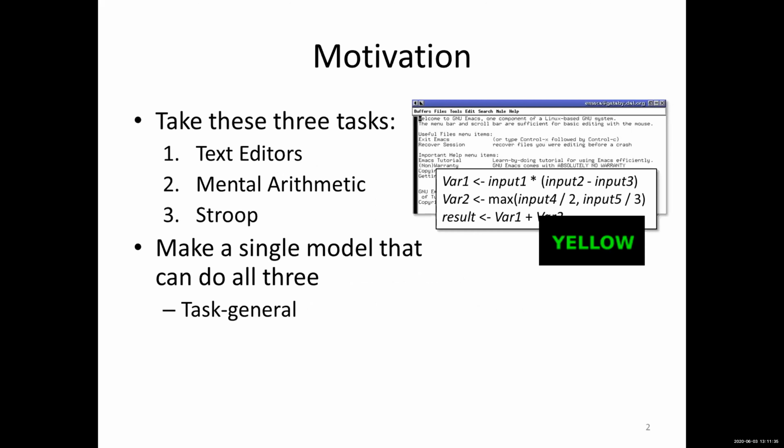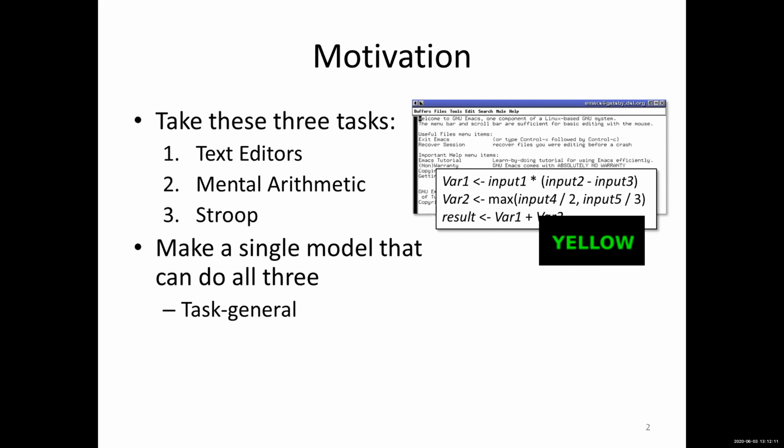So let's say you have 3 different tasks that humans do, of a wide variety between them. You have, say, a text editor's task, like you're typing stuff into Emacs or a word processor. You have a mental arithmetic task where you're just doing some number crunching in your head. And then you have a Stroop task, which is a common experiment in psychology where you have some text shown on a screen where the text might be one color, but the actual color of the font might be something different than what the text says. And you have to try to say what the color is.